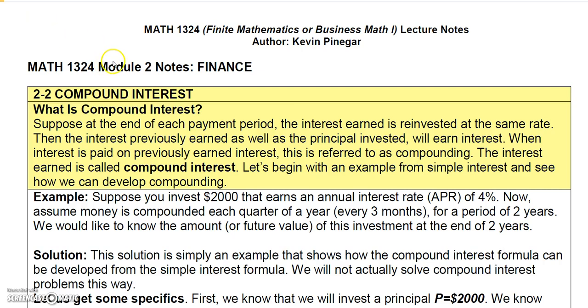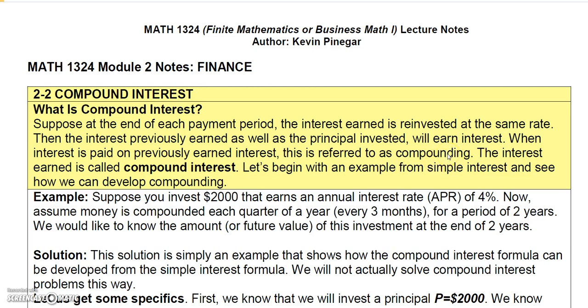In this section we're going to talk about compound interest. So first of all, what is compound interest? Suppose at the end of each payment period, the interest that you earn is reinvested at the same rate. Then the interest previously earned, as well as your principal that was invested, will earn interest. When interest is paid on previously earned interest, this is referred to as compounding.